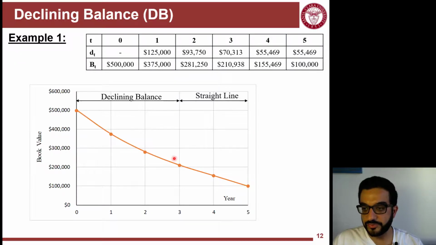So to summarize, this is the plotting of the book values of this asset. This is all declining balance depreciation the first 3 years, and then the correction point happened at the transition between the third and the fourth year. So the fourth and the fifth year follow a straight line depreciation.